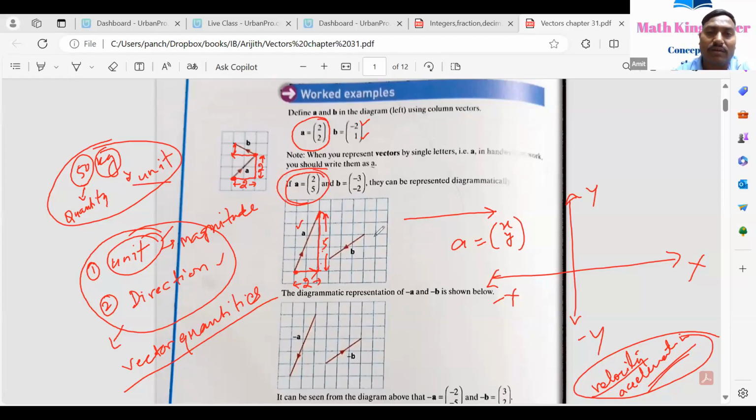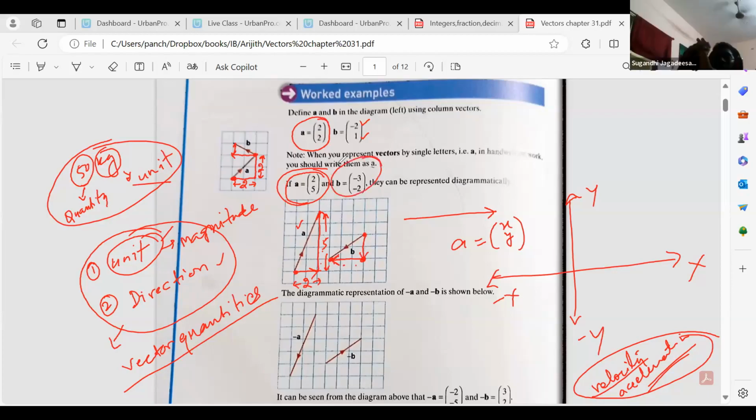And for the B vector, the arrow means we are going from here to here, going to the negative side. So initially we were here, and lastly we are here. How much is the change in x? That is -3, because it is in the negative direction. And how much change in y? From here to here, that's also -2, because it is downward.